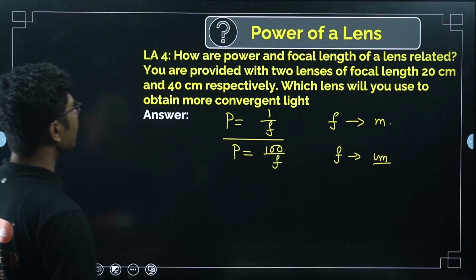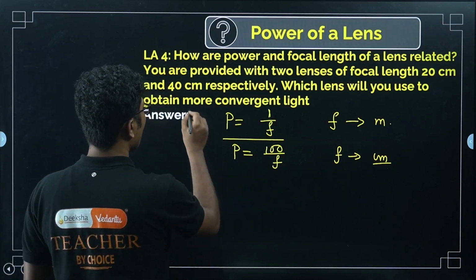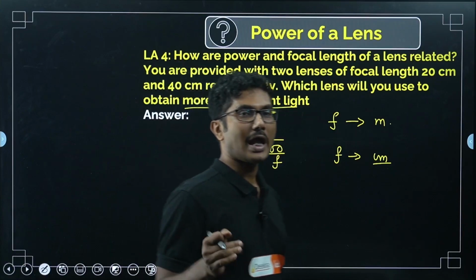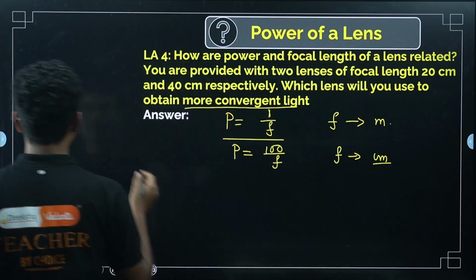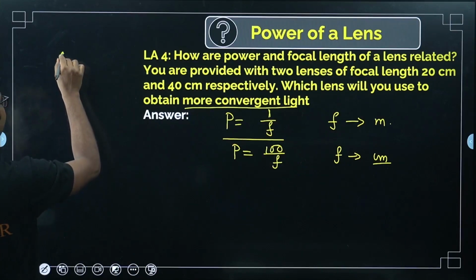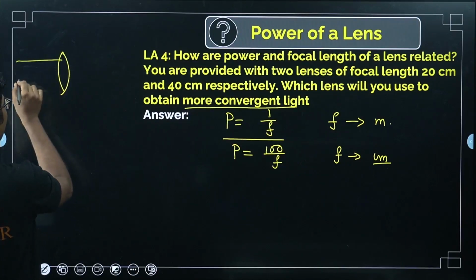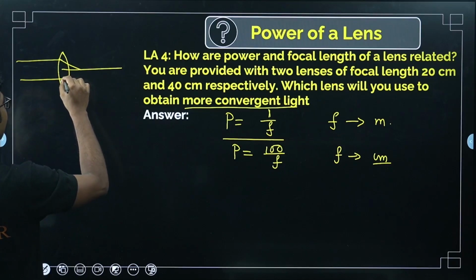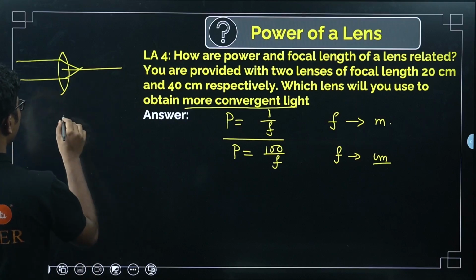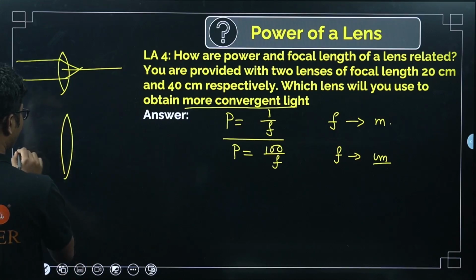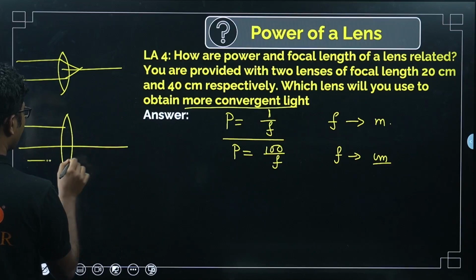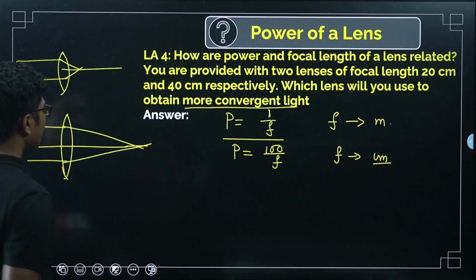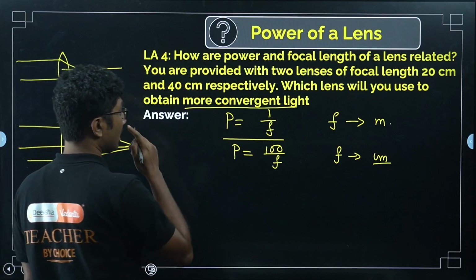Which lens will you use to obtain more convergent light? More convergent light means whichever has higher power will converge the light more. For example, suppose we have two lenses, and parallel rays are falling on them. If one has more power, it will converge the rays more, and close to the lens. If we have less power, it will converge the rays a little bit farther. So let's see which lens will converge the rays more.